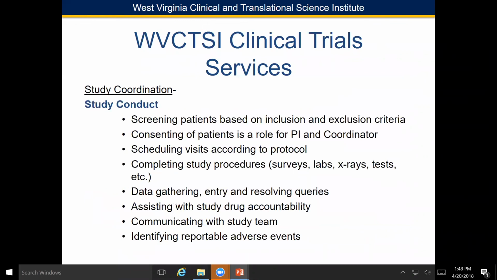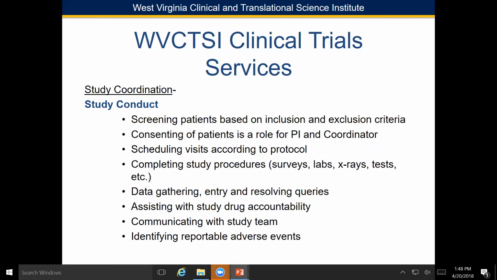And then actual screening of the patient when we're talking about the study coordination, screening the patients based on inclusion, exclusion, consenting. It's a role for the PI and the coordinator to do for the most part, scheduling visits, scheduling procedures, completion of procedures, data gathering and data entry into the EDCs, whether that be REDCap. For the most part, the CTSI investigators use REDCap, and we can certainly help with design of the REDCap and then also entry into the data.